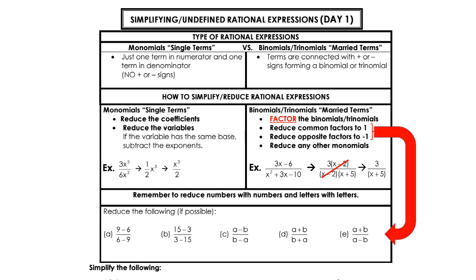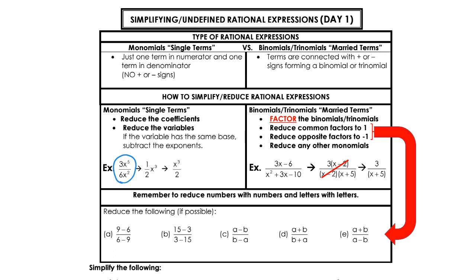Undefined is also on the same day, but we're going to save that for a different day. Here we go. So there's some directions up here. We're going to simplify some monomials, which are single terms in the fractions. However, if they're binomials or trinomials, we have to remember that in order to simplify them, we're going to have to factor them first.